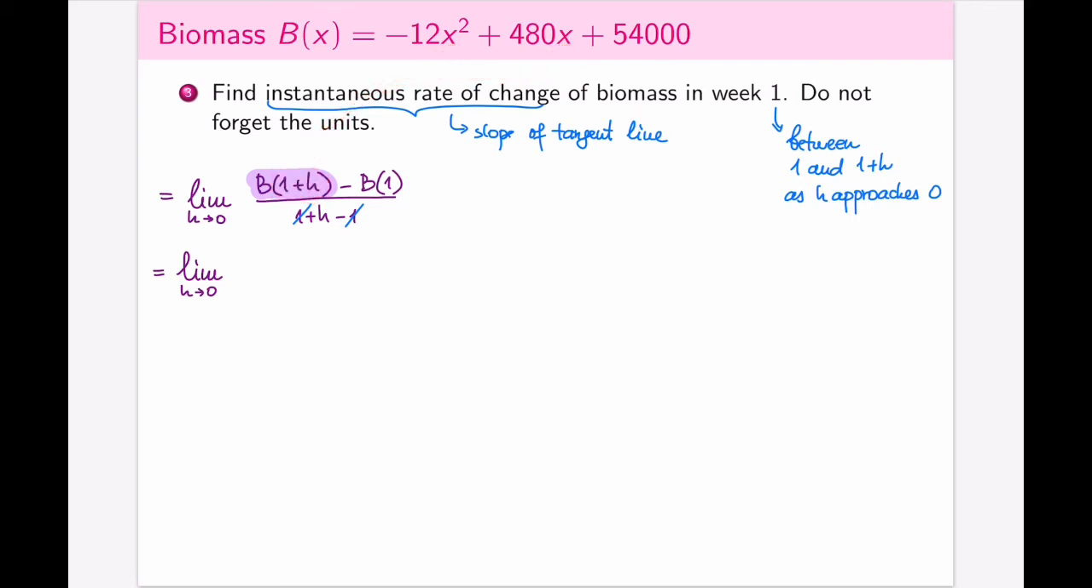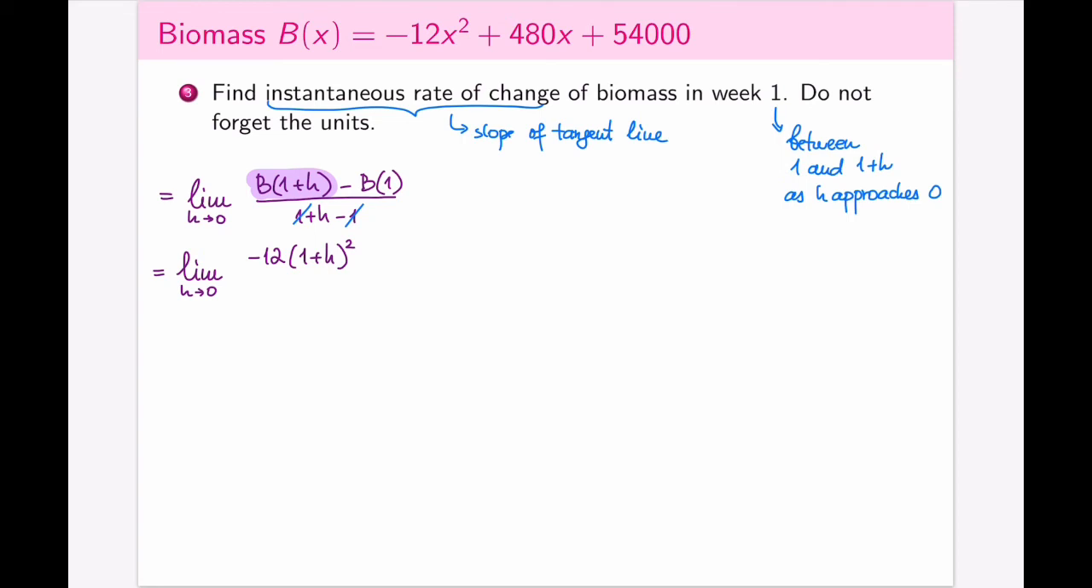Okay, so what I'm going to get is minus 12, 1 plus h, all squared, okay, all squared, not 1 plus h squared. I have to plug in 1 plus h where I see x. I know I am really getting stuck on this point, but this is the mistake that I see most students make here at this stage.